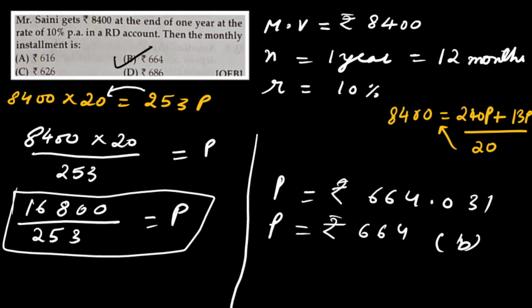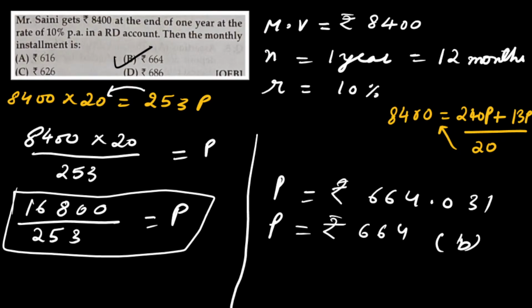168. Yes, so that calculation I already did. 168, if you divide by 253, we'll get the answer as 664.031. So we will just take the whole number value as the answer. We can just round it off. So I hope this is clear.